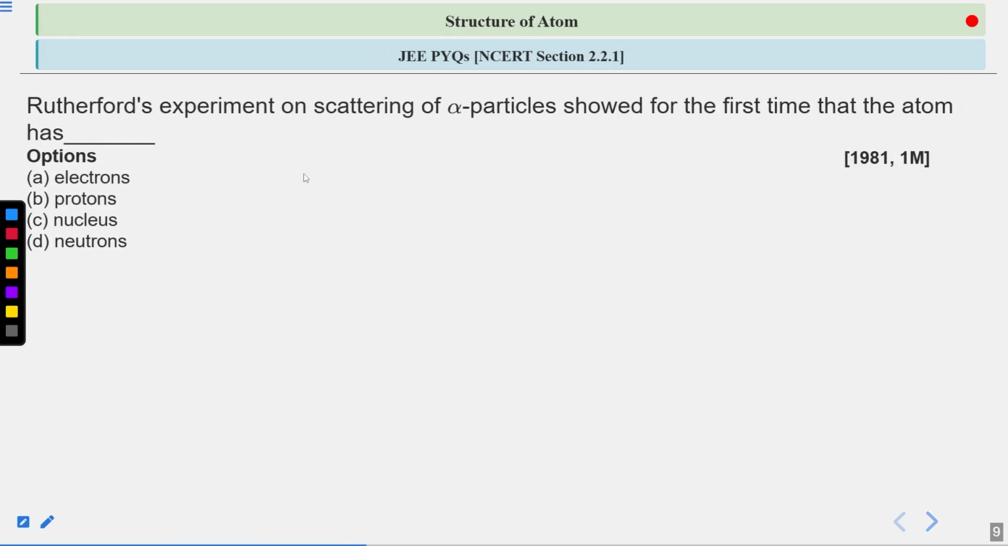Moving on to the next question, it is again from Rutherford's experiment. It says that Rutherford's experiment on scattering of alpha particles showed for the first time that the atom has. So I guess it's a very similar type of question. 4 options are there: electrons, protons, neutrons, nucleus. It was asked in 1981 for 1 mark. Since it is a theoretical one, I am giving you 10 seconds to solve it.